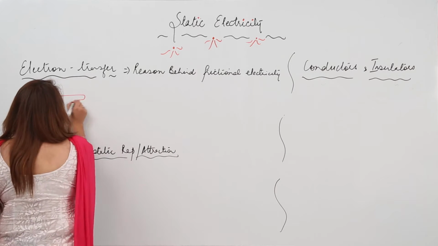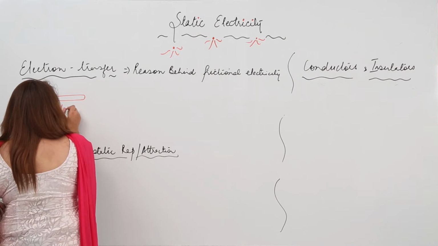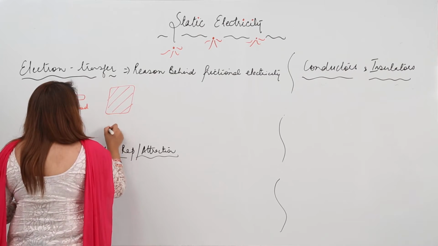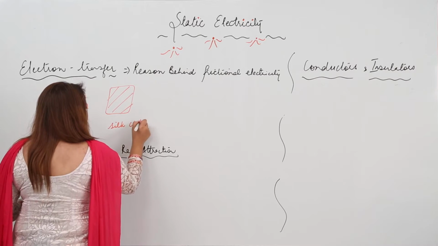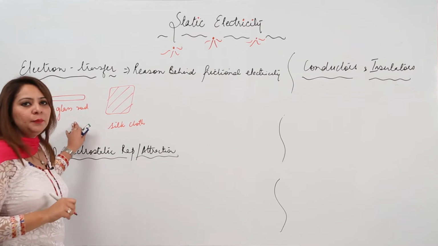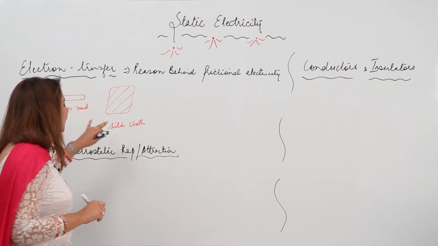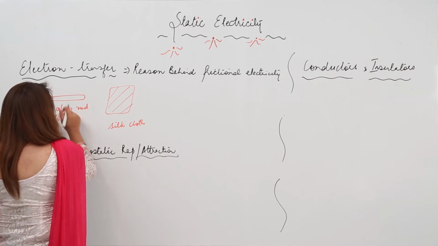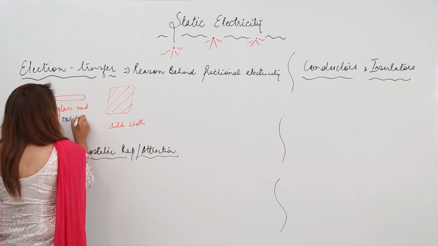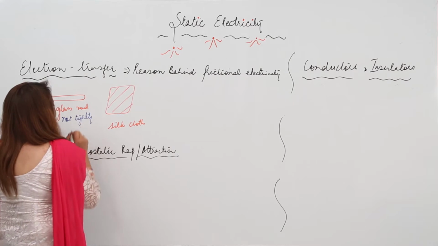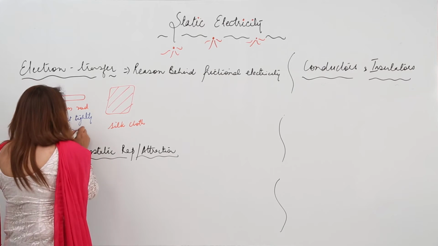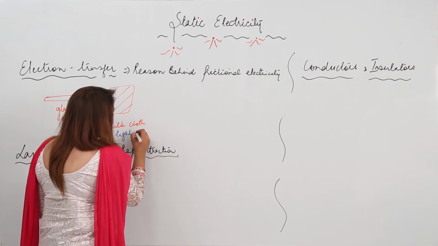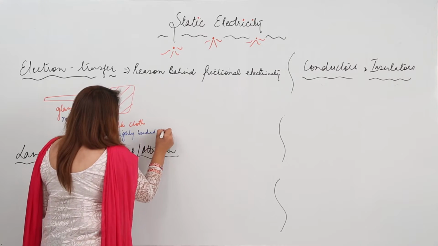So let's say this is my glass rod and I am going to rub it with silk cloth. This is my silk cloth. So when I rub the glass rod with silk cloth, there occurs an electron transfer. What we see is that in the glass rod, electrons are not tightly bound as compared to the silk cloth. In silk cloth, in comparison, there are tightly bound electrons.